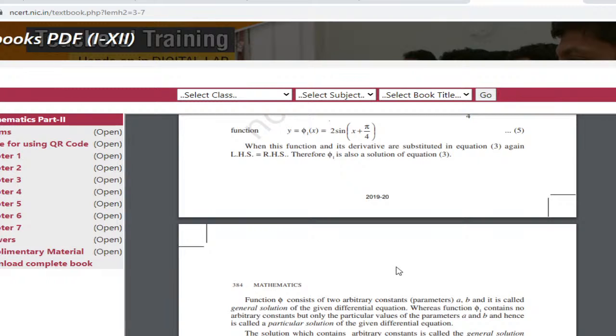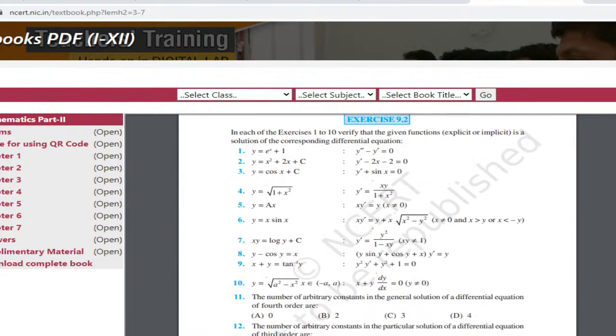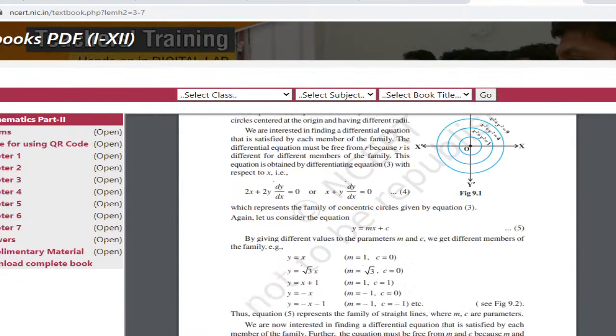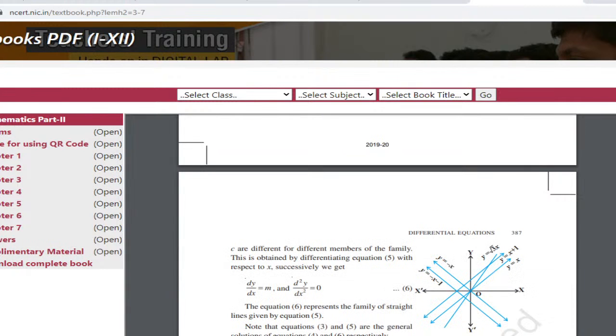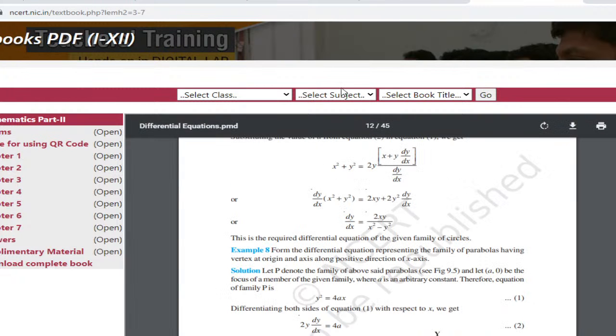Suppose for a family of curves, right, and good thing, let us discuss with the help of question itself. So let us directly begin the first question, and while solving that question we will discuss how to do this work. So all the students please see exercise 9.3.